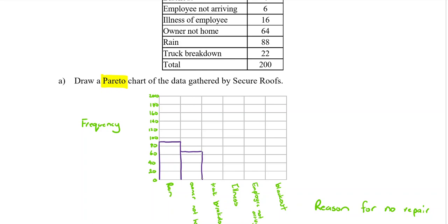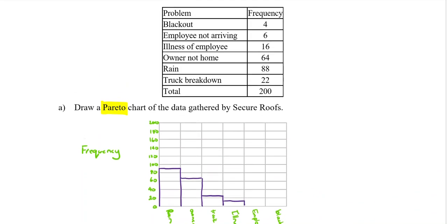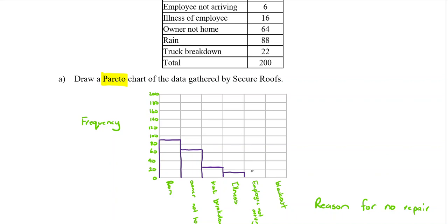Truck breaks down was 22. Illness was 16. Employee not arriving was 6. And a blackout is even smaller, 4. Oh, they're getting a bit small there at the end. That one needs to be slightly lower. There we go, a bit lower. So you can see we got our order correct because they are getting smaller and smaller as we go down.